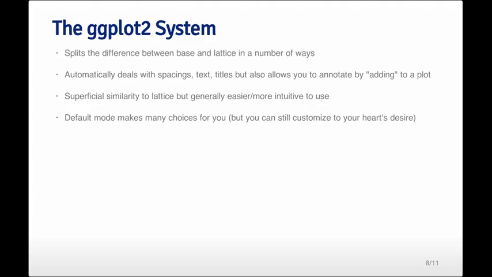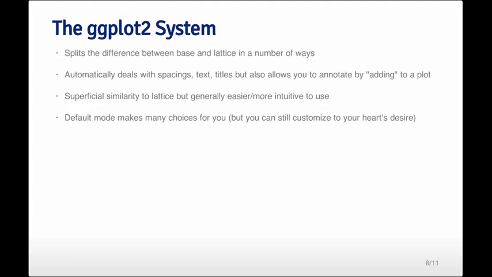It splits the difference between the lattice and the base package, so it mixes ideas from both. On the one hand, you can build a plot incrementally by adding things one by one. So that's like the base system. On the other hand, a lot of the aesthetic calculations are done automatically without you having to directly control them. So things like spacings and labels are all put in the right place. So that's like the lattice system. The ggplot2 system is very useful for conditioning plots, just like in lattice, and so you can make those kinds of panel plots.